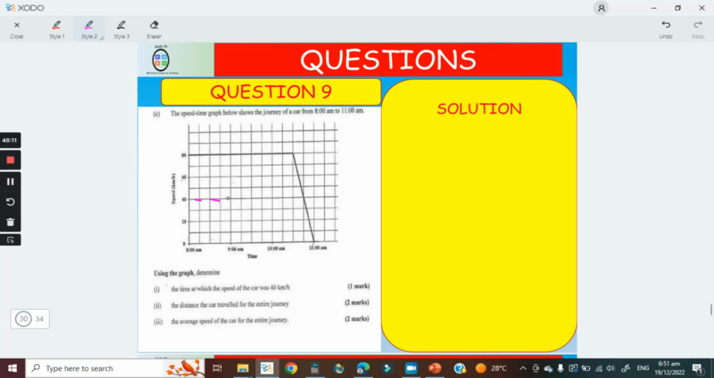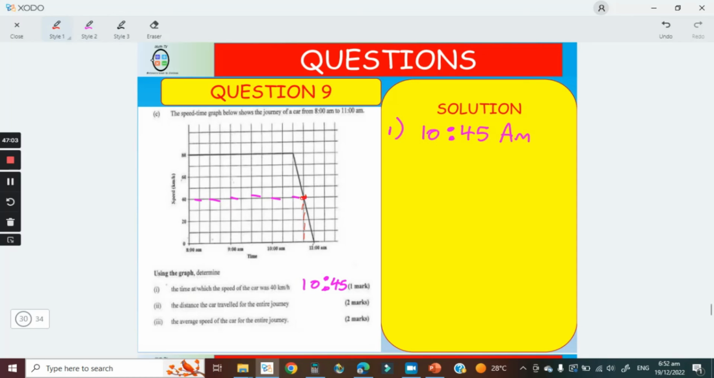We have to use a dotted line and look at when the speed was 40. The speed was 40 at this time, and going down, this is 10 o'clock and this is 11. We count the divisions: 1, 2, 3, 4. So each one is 15 minutes. So this is 10:15, 10:30, and this is 10:45. So for part one, the answer is 10:45 a.m.